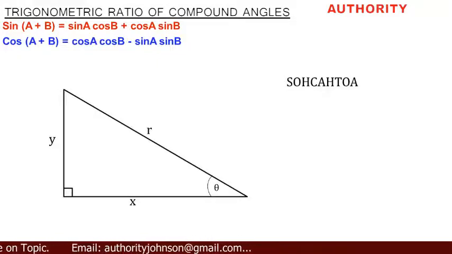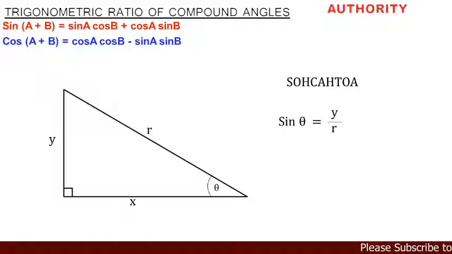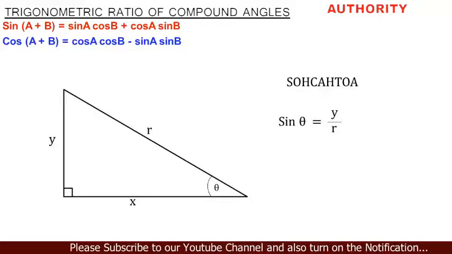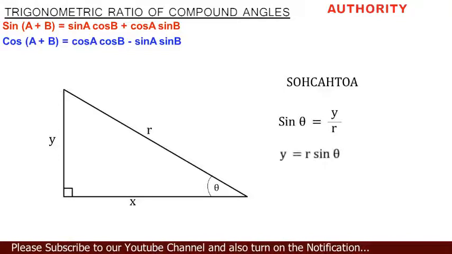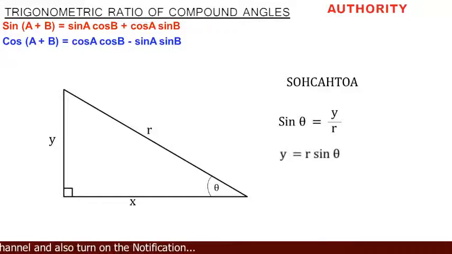When you say sin theta, what will sin theta give you? Sin theta will give you opposite over hypotenuse. And in this triangle, we have our opposite to be Y over our hypotenuse to be R. Okay, good. Now we have sin theta equal to Y over R. Let's make Y the subject. We want to find the value of Y. So we'll see that Y will give us R sin theta. That means this Y, we can replace it with R sin theta.